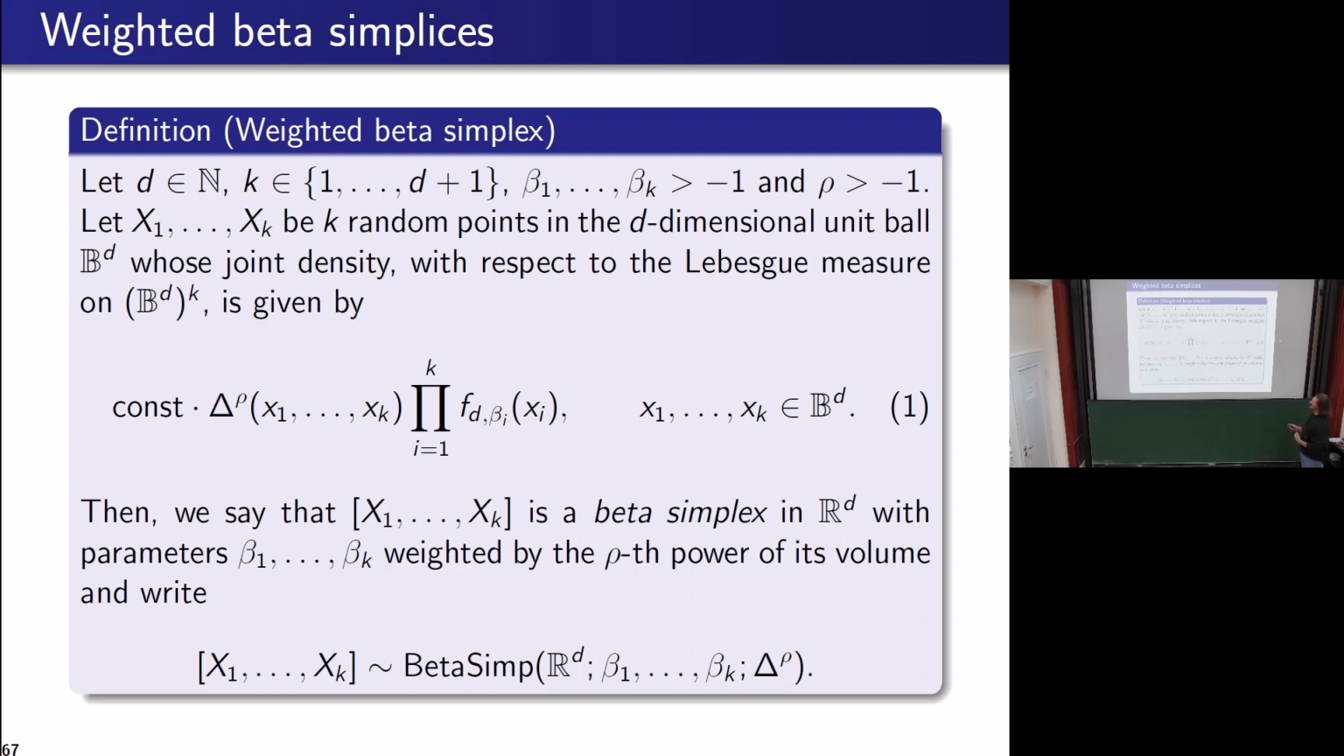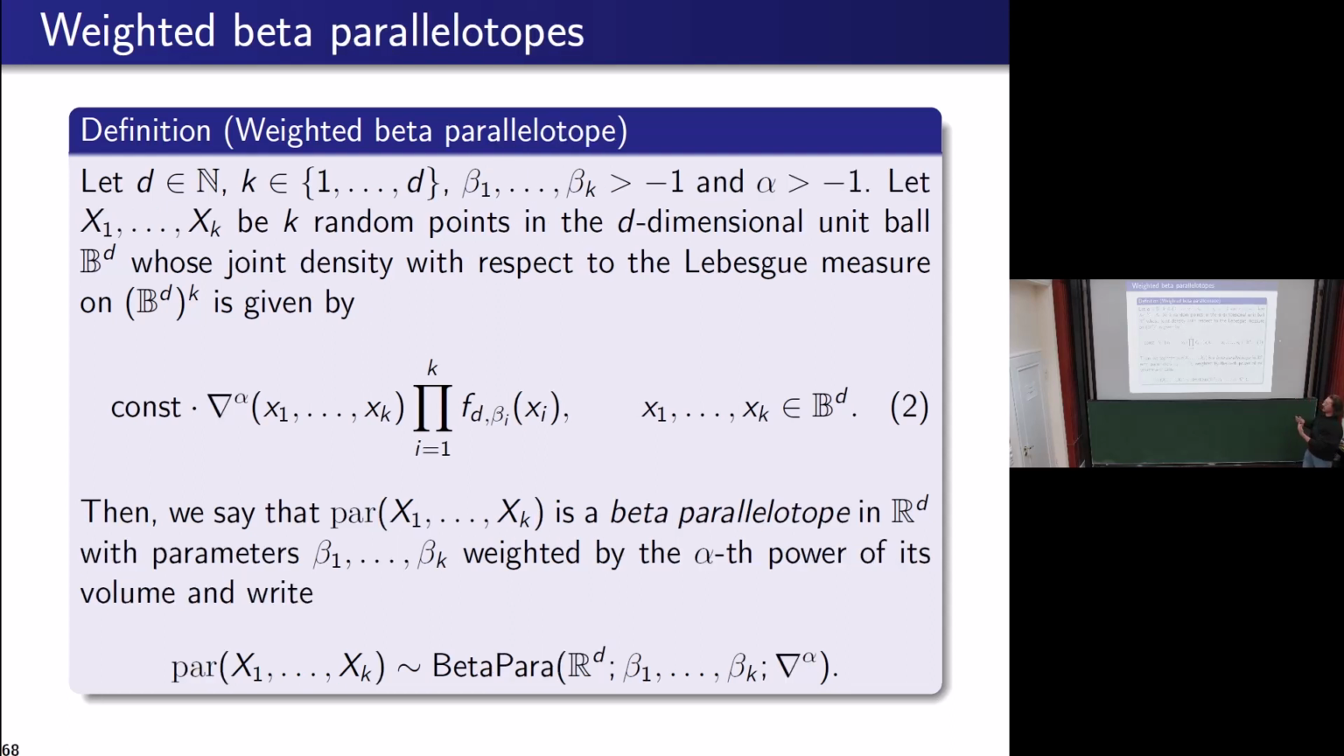So again, the preliminaries are mostly the same, and if we say that these points have this joint density, where rho is now just any number larger than -1, then we say that the convex hull is a beta simplex that relies on the dimension, the parameters, and the weight of the simplex to the power of rho. And this, as I've alluded to earlier, is also the object that turns up in the beta-Delaunay tessellation. So this is exactly how the typical cell of this beta tessellation is distributed, which makes it even more interesting to actually introduce it.